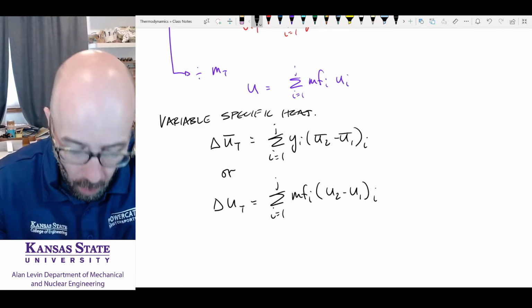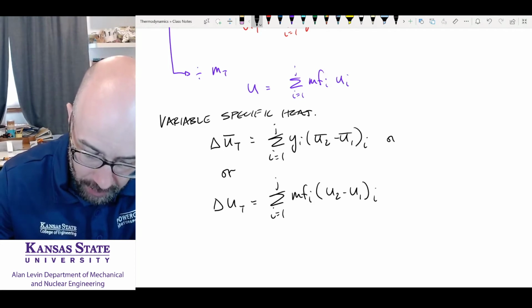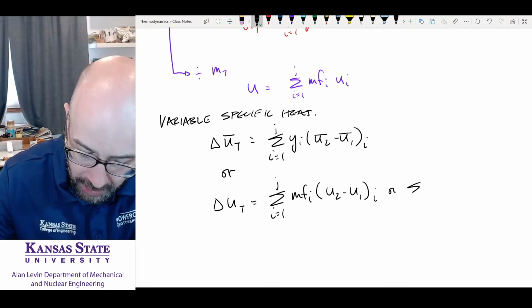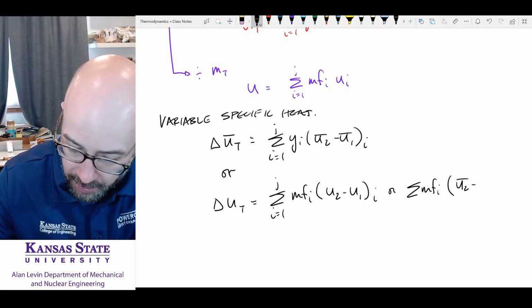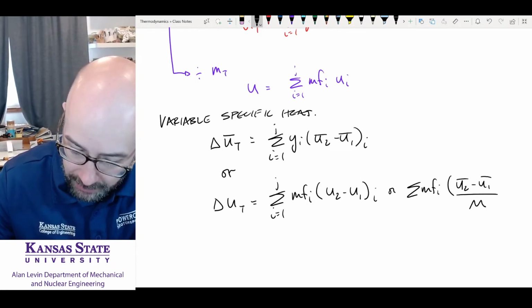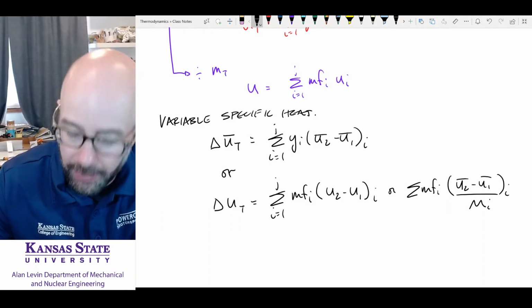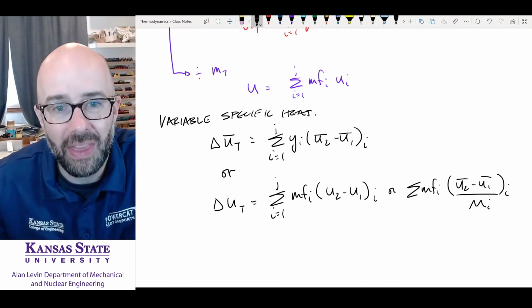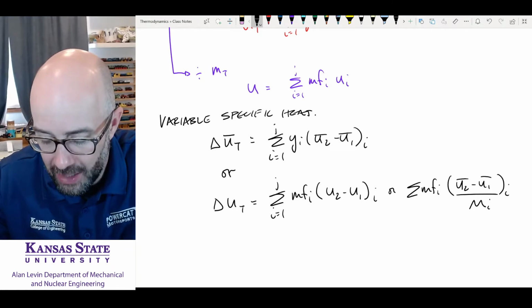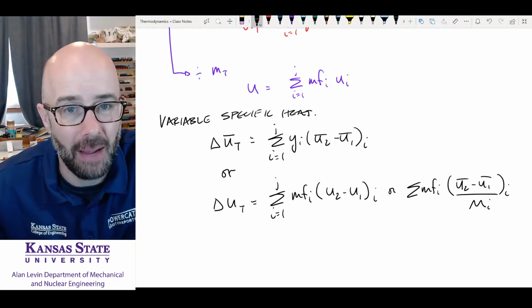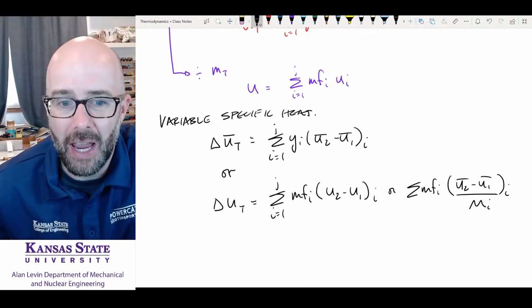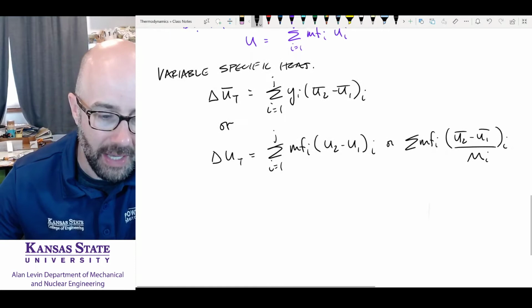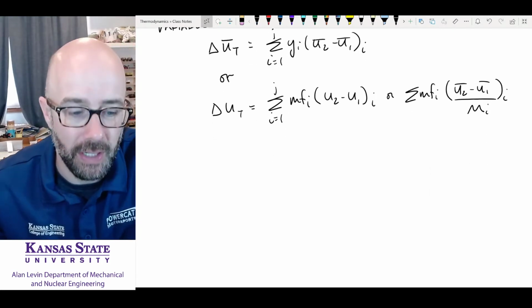Or we could also say this is equal to the summation of the mass fraction of each component times (u2 bar minus u1 bar) all over the molecular weight of the component. Right now, dividing by the molecular weight changes this u2 minus u1 into a mass basis, and then we take it times the mass fraction. That also works. Nothing wrong with that. Same goes for delta S. Same thing goes for delta U.